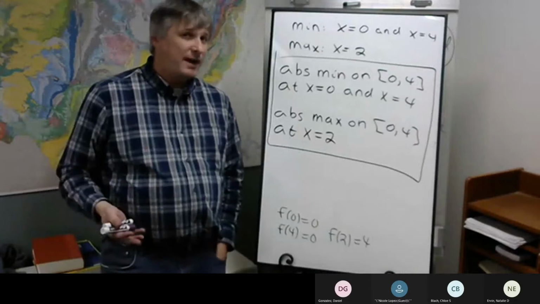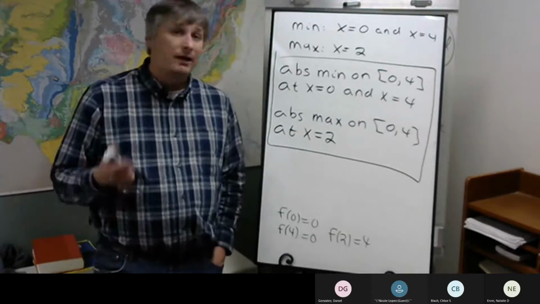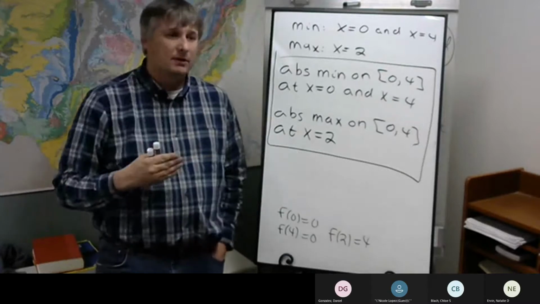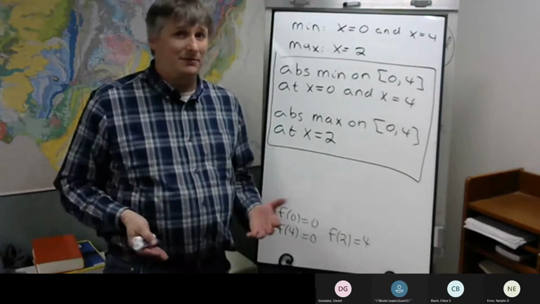So when we look for these absolute minimums and maximums, what we're going to do is look at the endpoints, and then we're going to look at the critical points, where the derivative is equal to 0, or where the derivative might not exist.